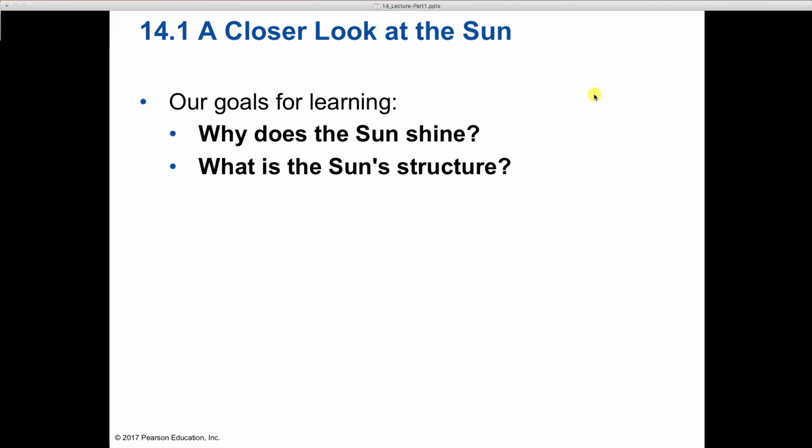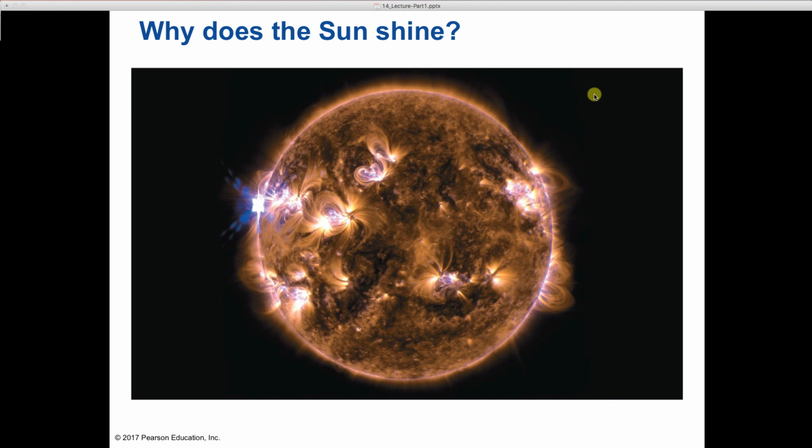So this first section of this chapter talks about the basic idea of why does the sun shine, as well as some of the basic structure of the sun. Here's an image of the sun, not in visible light, but in something else that we'll come back to later. But you can see all this structure here.